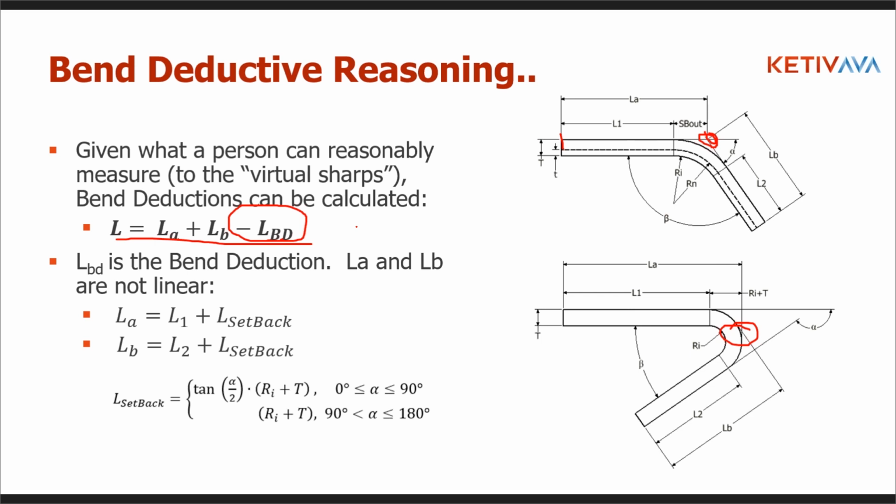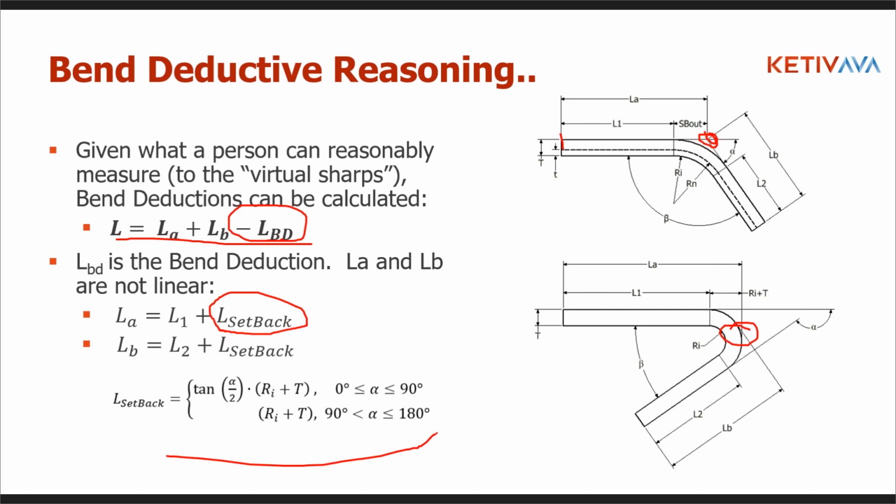So I have to actually measure what the bend deduction is, okay? Basically that means I have to know that LA and LB are related to L1 and L2, and they both happen to be the length of that flange plus what we call the setback, okay? And this formula down here is the setback. Now, I don't expect anyone to know this. You don't have to enter this into Inventor.